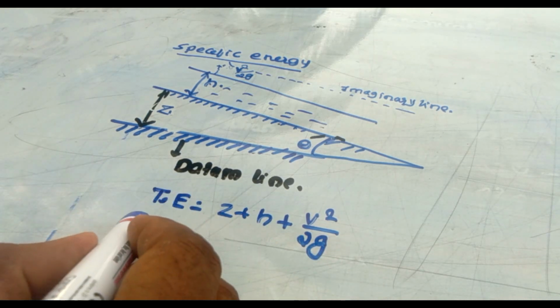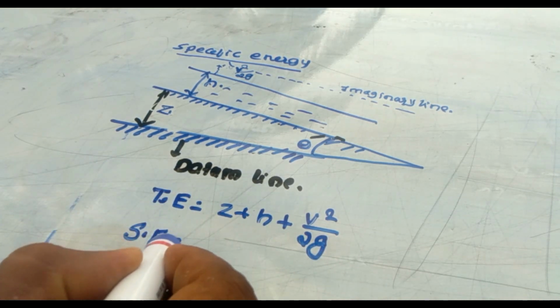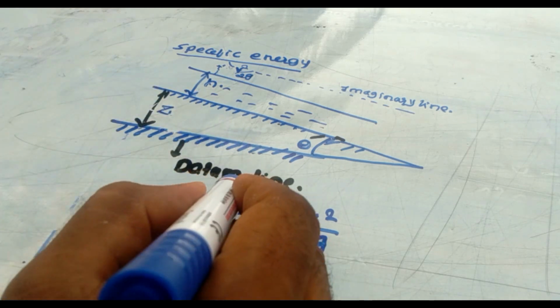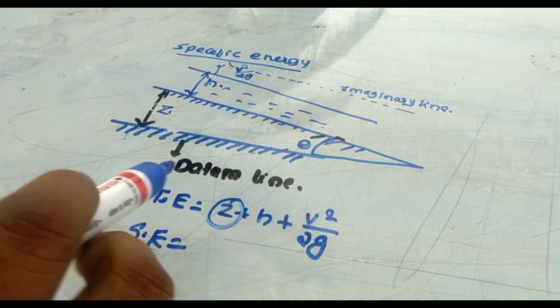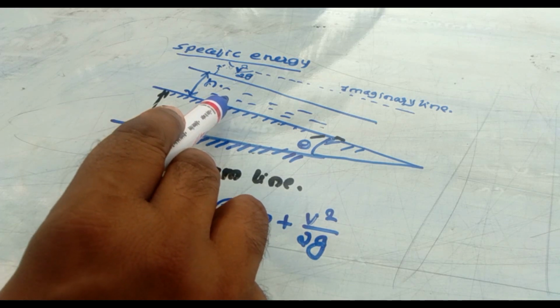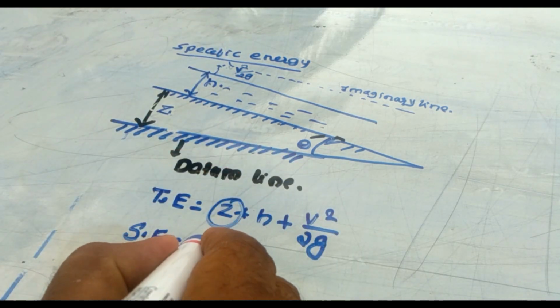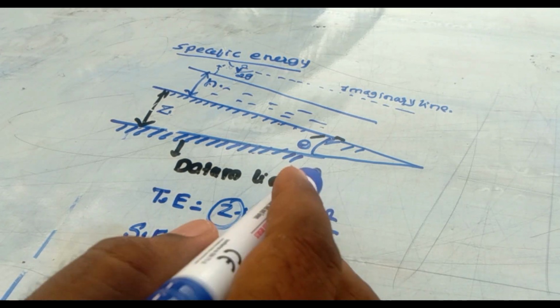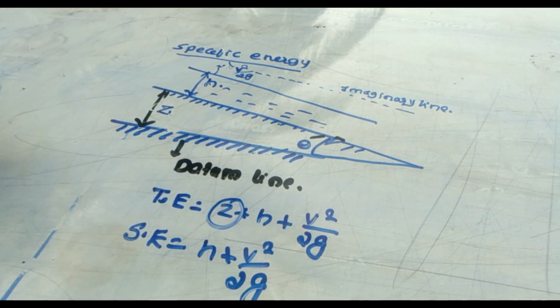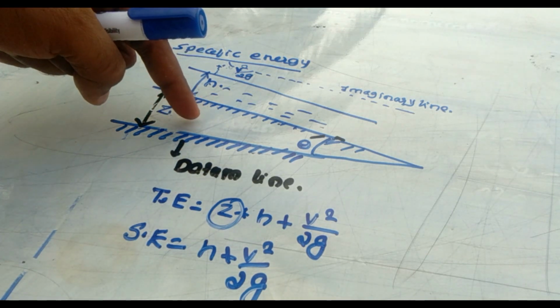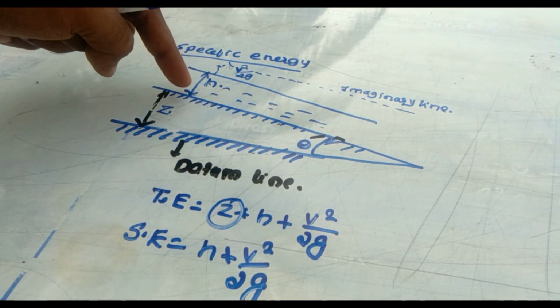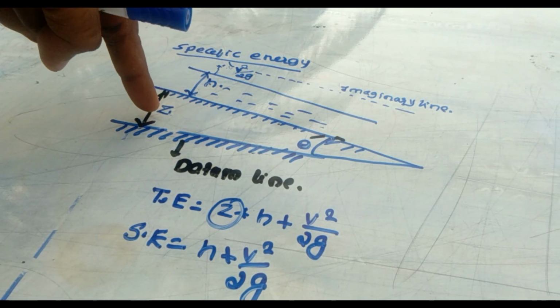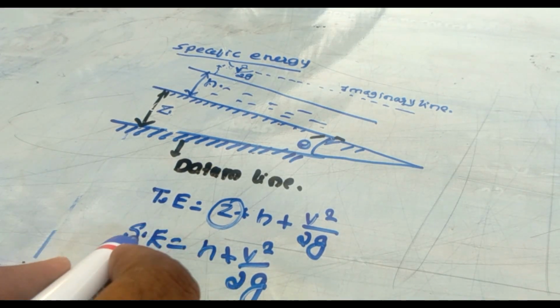But what is meant by specific energy? Specific energy means when we are ignoring this z, we are considering only h plus v square by 2g. Only the velocity head we are considering, and we are ignoring this one. We are considering only this part. It means it is resting on the bottom of the datum line, exactly above the datum line, and we are considering h plus v square by 2g. It is not necessary to consider z. That we are calling specific energy.